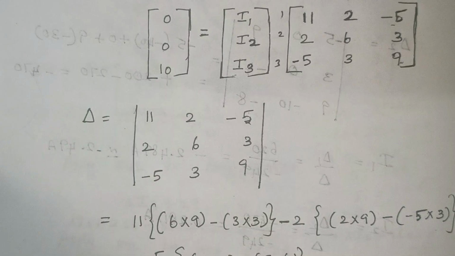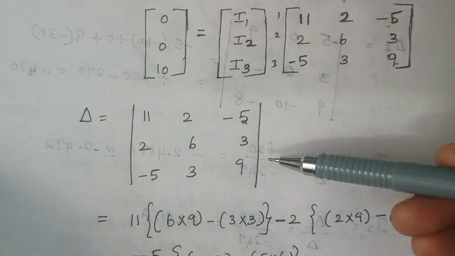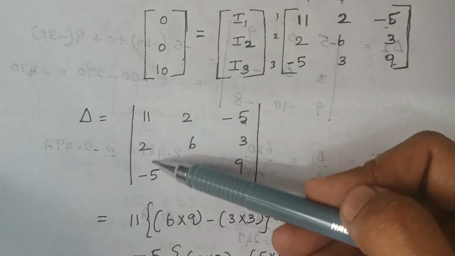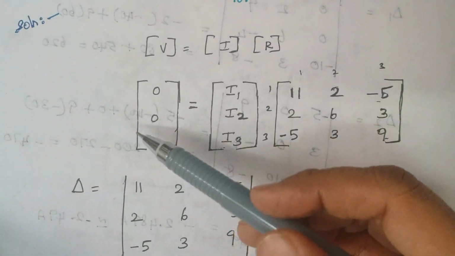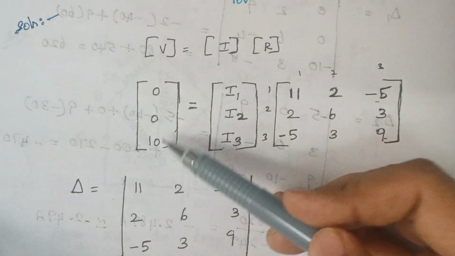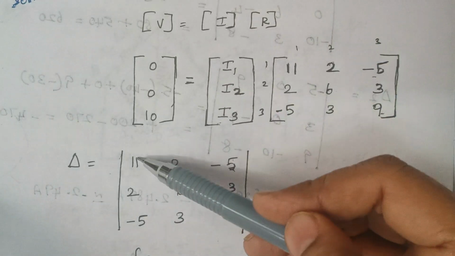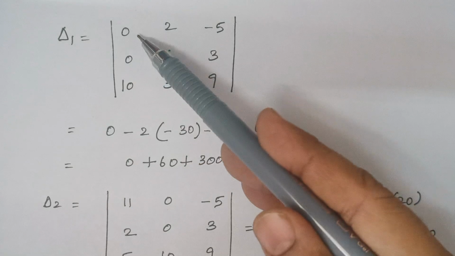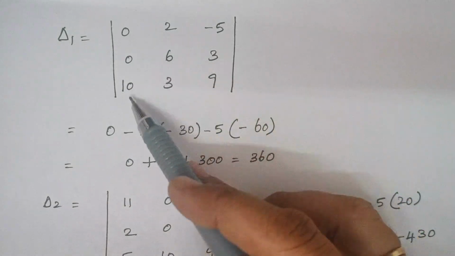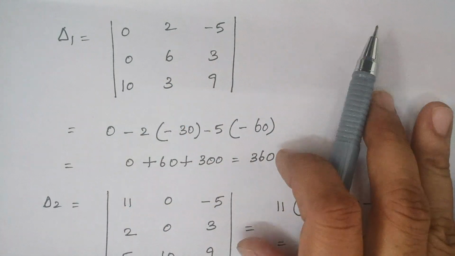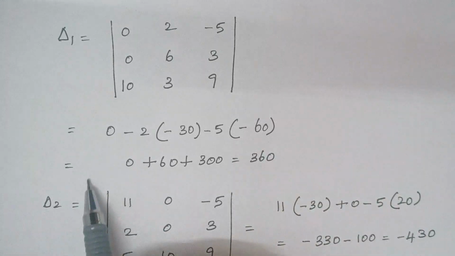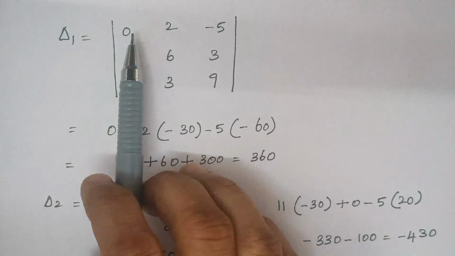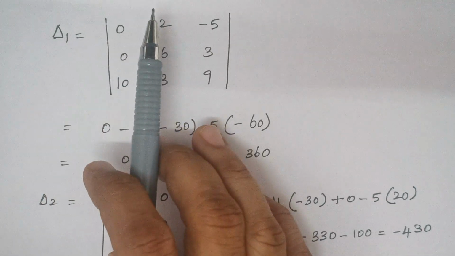Wait, let me show. So this is your value of del, right? If you need to calculate del 1, you have to replace this first column with the voltage values. That is 0, 0, 10 should be written in the place of this column, right? So this is what is written here, 0, 0, 10, and the remaining things remain the same. Again, when you solve this determinant, you see 0. So since it is 0, the final value will be 0, right?